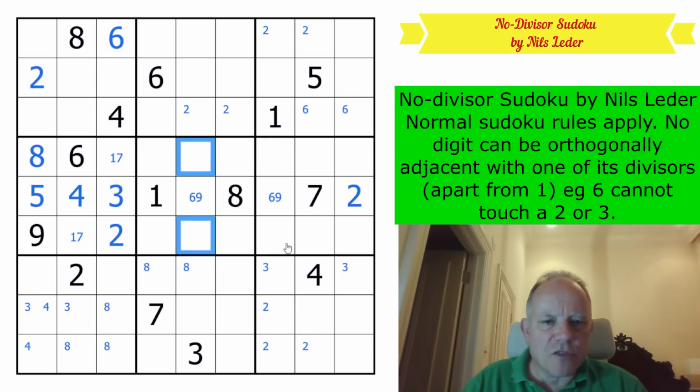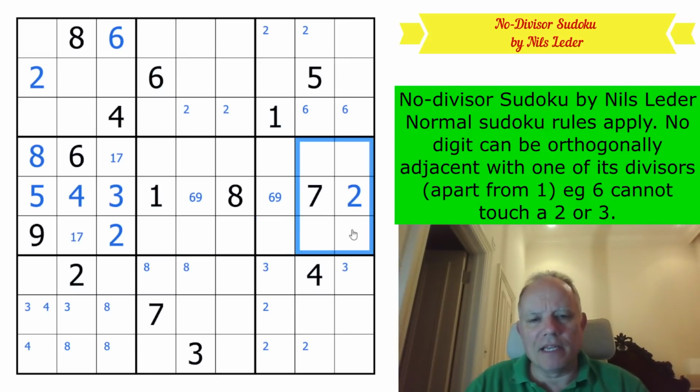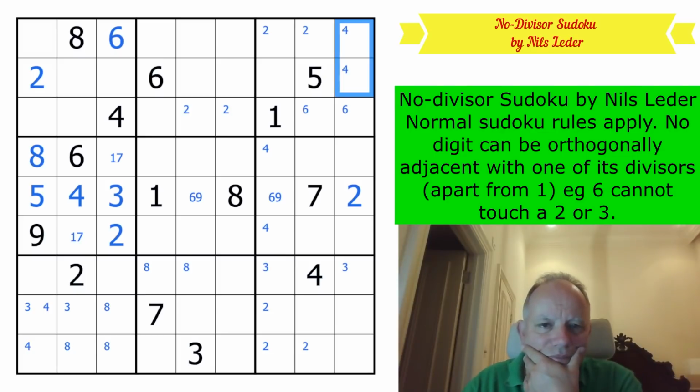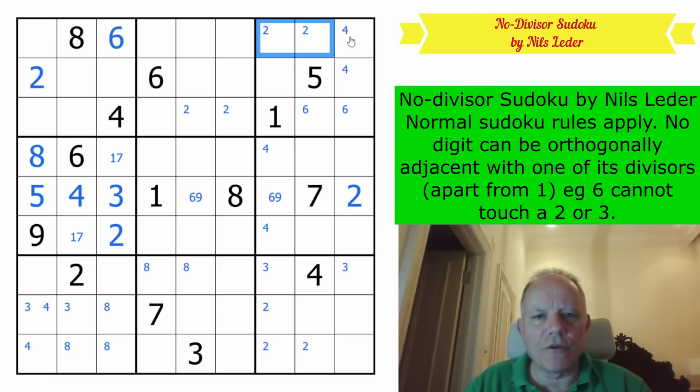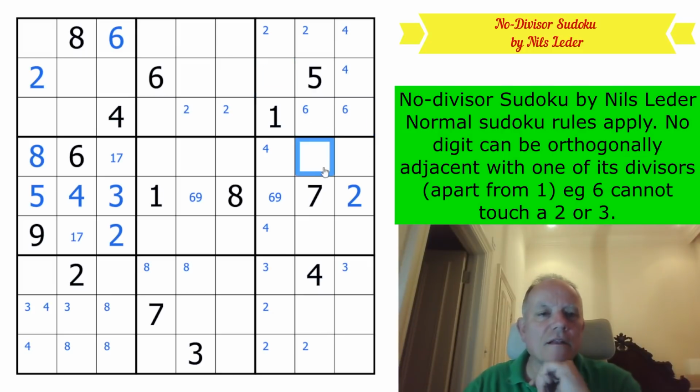That sort of means 3 can't be in any of those cells. Is that interesting? No, but now I can see that 4 can't be in any of those cells because it mustn't be next to the 2. So 4's in one of those. 4 must be in one of those two. Now look, 8 can't be next to the 2, can't be next to the 4. But it can be next to the 6. Oh, that wasn't all that.